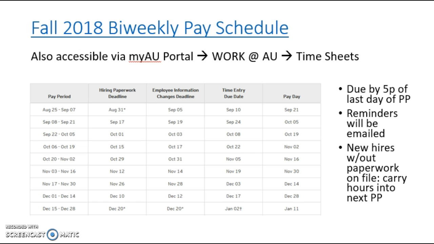Here's the Fall 2018 biweekly pay schedule. On the PowerPoint on Blackboard, it's hyperlinked. You can also access it via the MyAU portal, the Banner Work at AU, and Timesheets. Please note that you must turn in your biweekly reports and your timesheets by 5 p.m. of the last day of the pay period. Reminders will be emailed. New hires without paperwork on file, don't worry, you'll just carry your hours into the next pay period if you're not already on payroll.